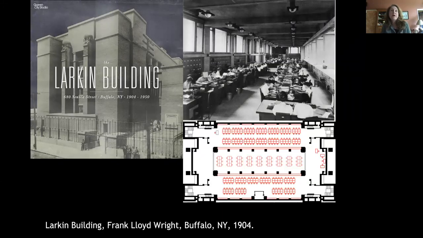Now, built 70 years later after the Houses of Parliament, the Larkin Building, which is no longer here, but it was in Buffalo, New York, again by Frank Lloyd Wright, was another first in how it was designed for ventilation. So this was the first hermetically sealed building because there was a lot of industry around there and a lot of pollution and smells. And so this was the first hermetically sealed and centrally ventilated building in the country.